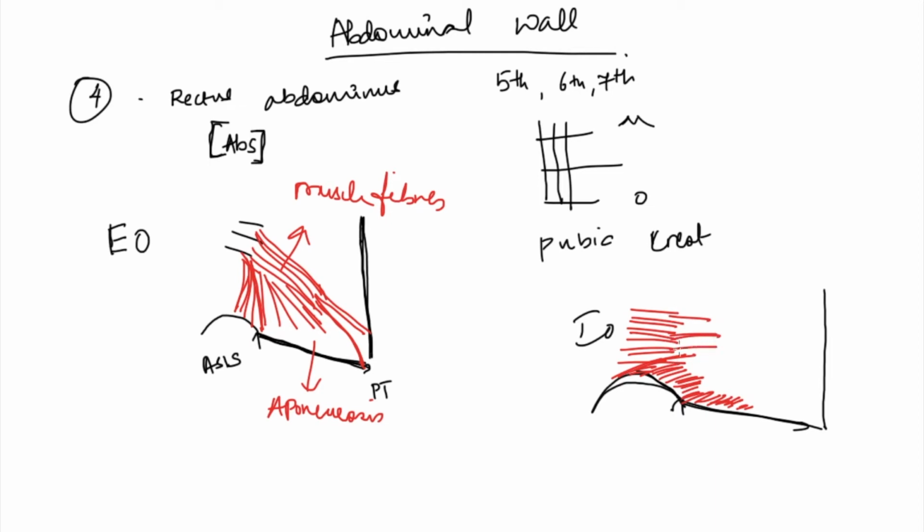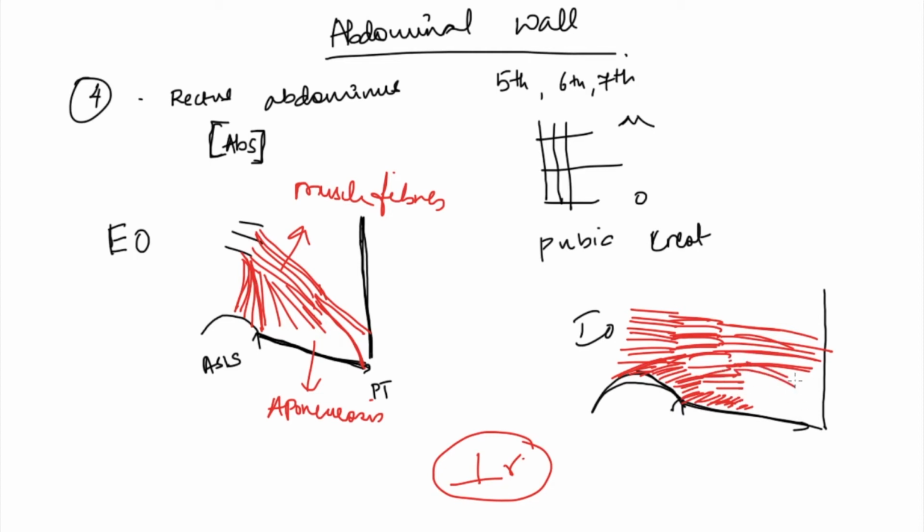Okay, so they are going to run upwards and medially. Just imagine that these fibers run perpendicular to the fibers of the external oblique. So these are going to go upwards and medially. So now where will they get inserted? The fibers will get inserted in the linea alba like that. Okay, and some fibers get inserted into the pubic tubercle as well. So that is how the internal oblique fibers are running.